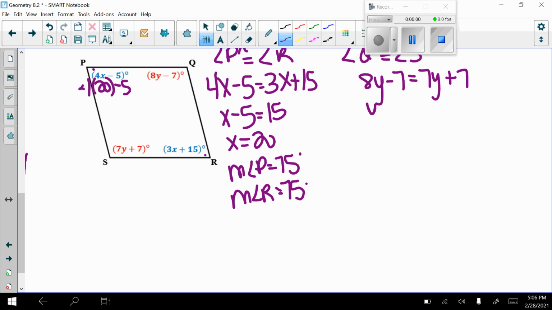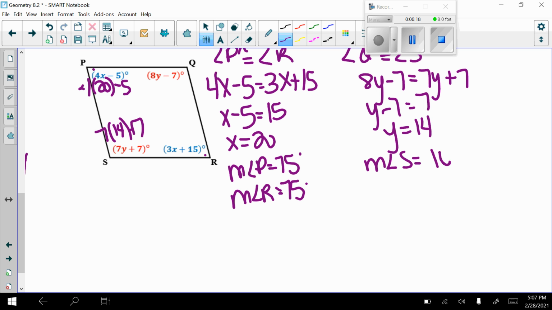Subtract 7y from both sides. Then I have y minus 7 equals 7. Add 7, I get y equals 14. Again, I need to plug that in. It doesn't matter which one I plug it into. If I plug it in down here for S, 7 times 14, all of that plus 7. So then I get the measure of angle S is equal to 105 degrees. And the measure of angle Q is also equal to 105 degrees.